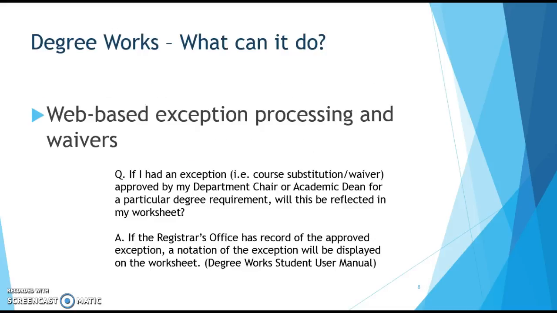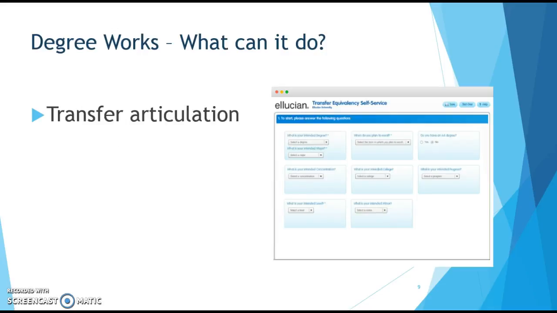Web-based exception processing and waivers. So, if a dean or department chair decides to override a prerequisite, they will put a notation in DegreeWorks so that students can see that it was processed. A transfer articulation, so if you take a class somewhere else, it will be updated in DegreeWorks so students can see exactly what passed and for what class it will count towards.